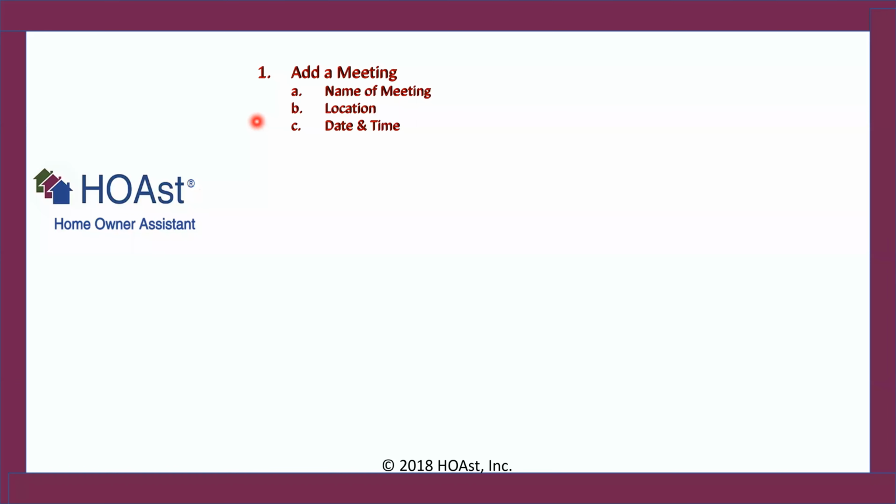Add a meeting is always first when creating any vote or proxy, because the meeting name, the meeting location, the meeting date and time will all be put on the proxy and will all be put on every vote. So it's important in the system to create the meeting first so that we have the information to attach to the votes. And again, only those 4 pieces are required to have a meeting set up in myHOAst.